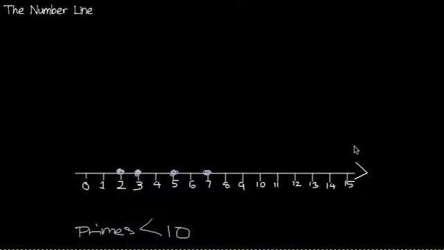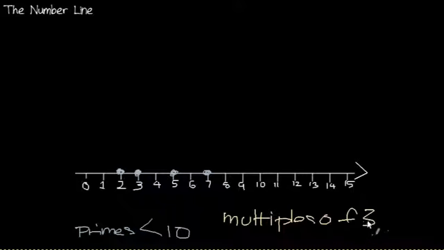Let's try another one, and we're going to use a different color this time. And this one is going to be multiples of 3 less than or equal to 15. So we do the same thing.